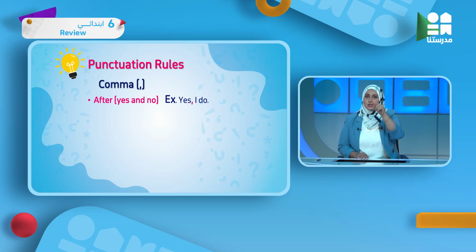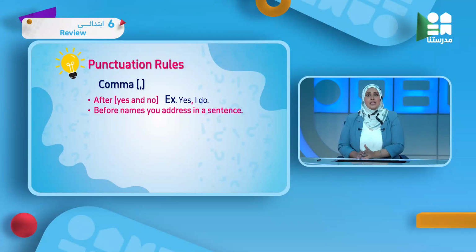ناخد بالنا من حاجة. الكوما, where is it written? It's written on the line. على اللاين تحت مش لفوق. Okay? Moving to something else. It's called before names you address in a sentence. If I have a name and I'm talking to this person in the sentence, I have to put a comma. Now let's go together to the board to see when we can use that and how we can put the comma. Let's go.